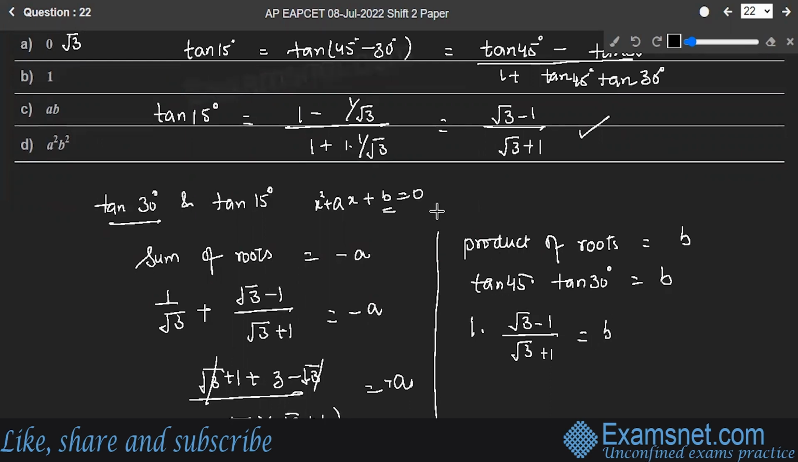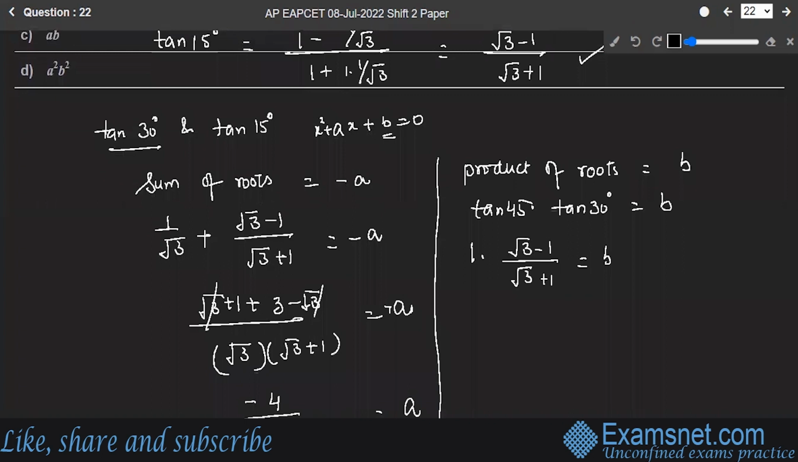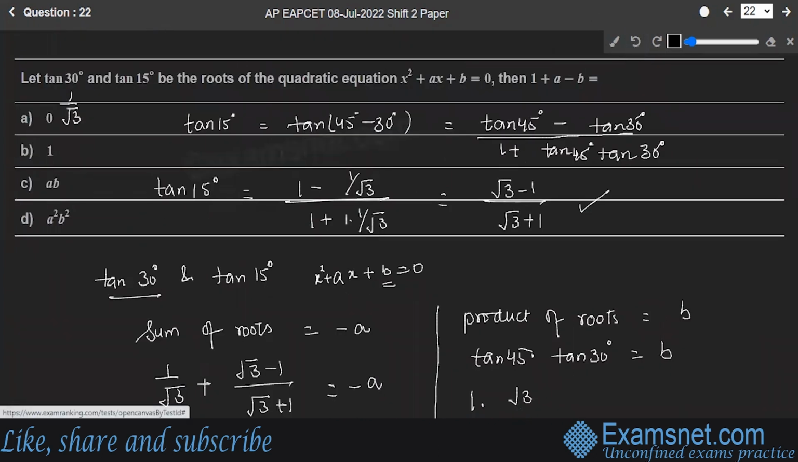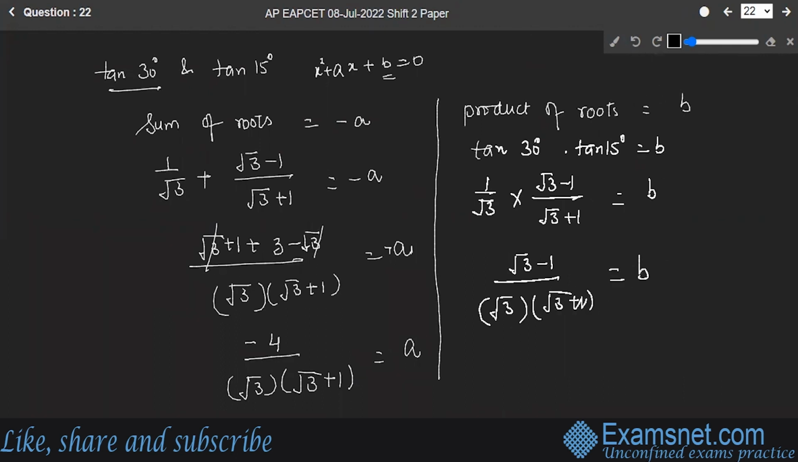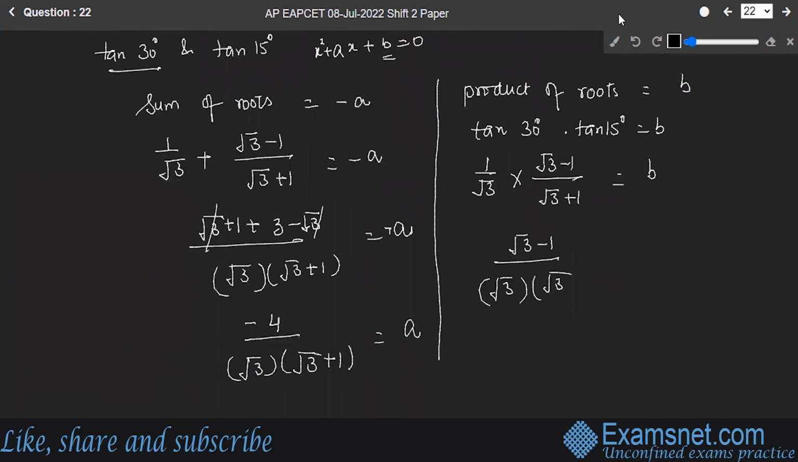Sorry, the two roots were not tan 45 and tan 30. Okay, sorry, this is a mistake. It is actually tan 30 and tan 15. So tan 30 multiplied by tan 15 is equal to b. Tan 30 is equal to 1 by root 3 and tan 15 we just solved. This is root 3 minus 1 upon root 3 plus 1 is equal to b. So root 3 minus 1 upon root 3 into root 3 plus 1 is equal to b.